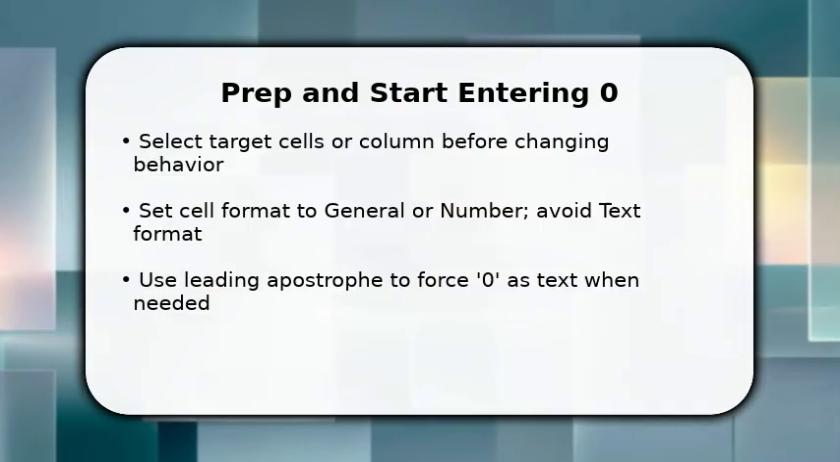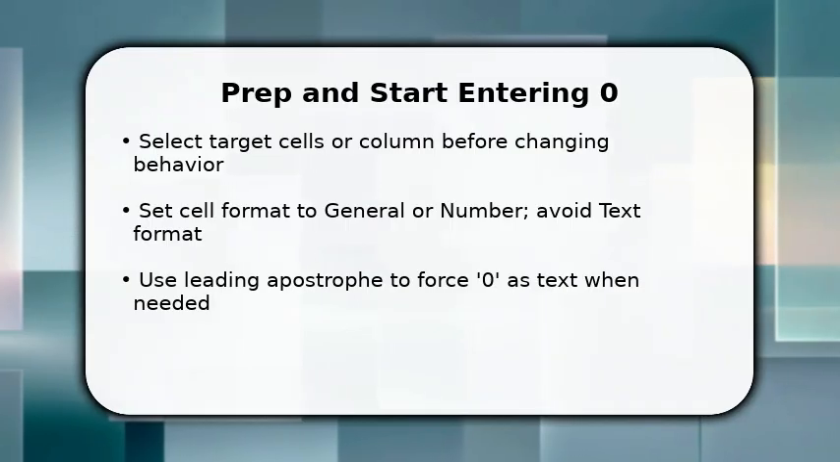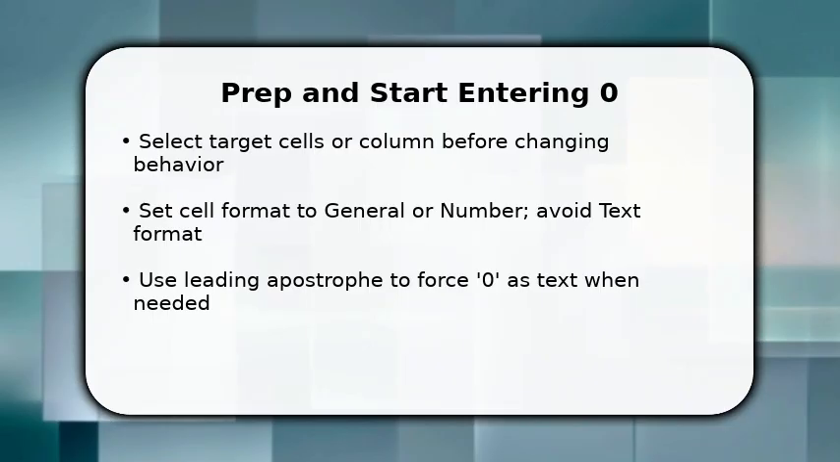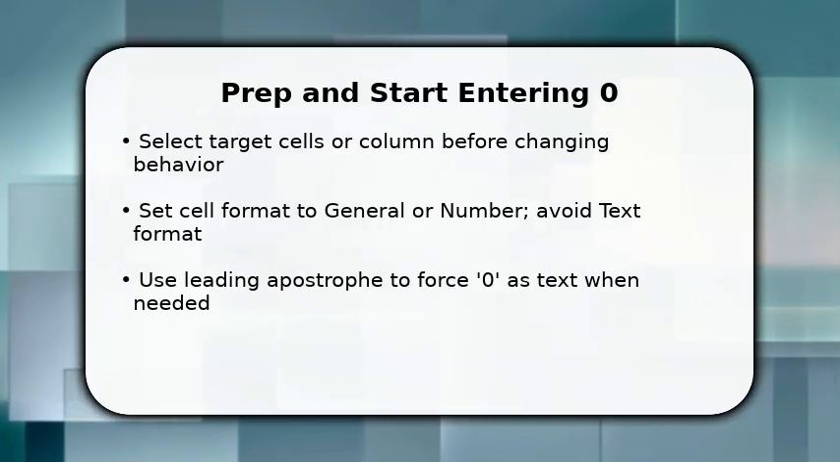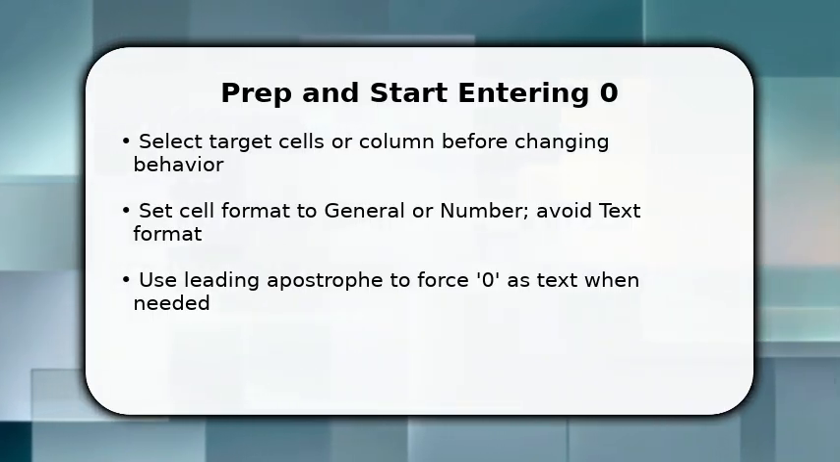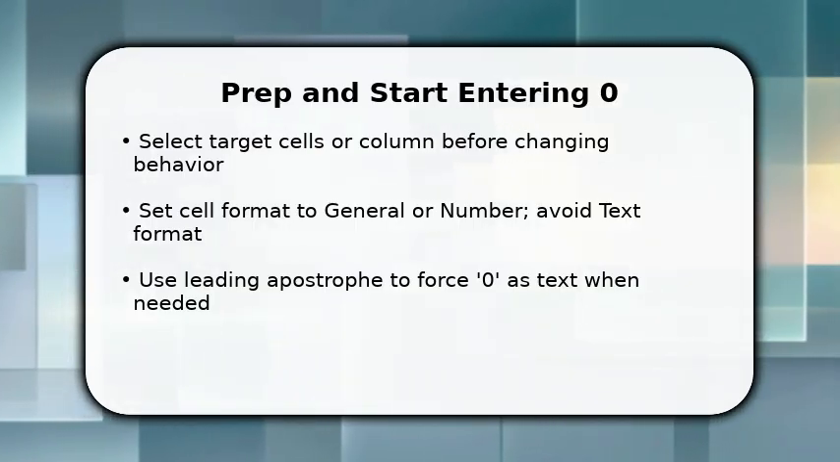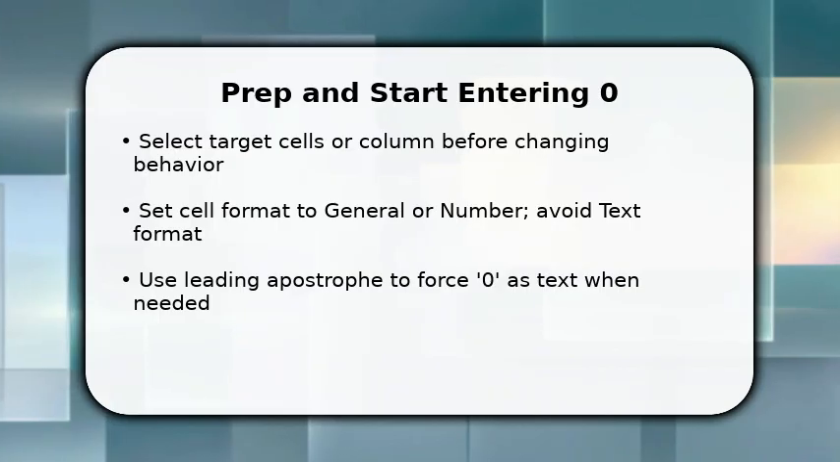You start by selecting the cells or column where 0 matters. This immediate selection saves time. Next, set the cell format to General or Number because text will block numeric behavior. Type 0 directly or press apostrophe, then 0 to force text 0 when you need a visible placeholder.